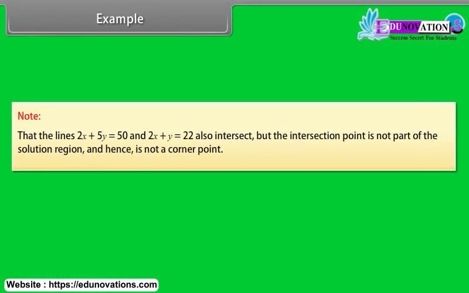Note that the lines 2x + 5y = 50 and 2x + y = 22 also intersect, but the intersection point is not part of the solution region and hence is not a corner point.